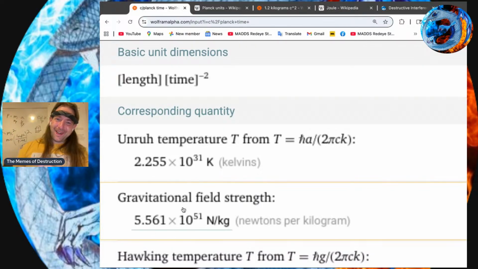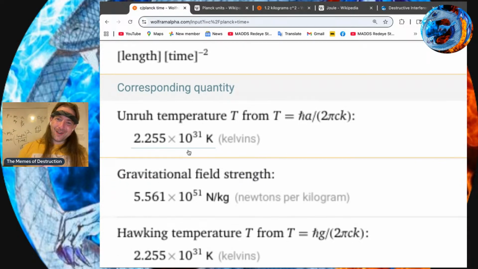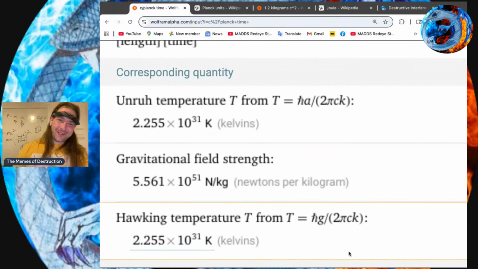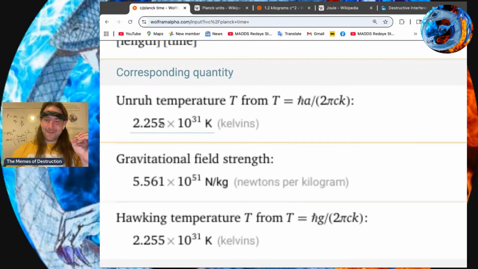If you see this thing right here, the Unruh temperature or the Hawking temperature, some folks may have heard of that whole Hawking radiation. What is that? Basically, this is the claim that if you hit a certain acceleration, you're going to be emitting heat. We haven't observed this; it's a theoretical thing. Many people believe it's a thing.